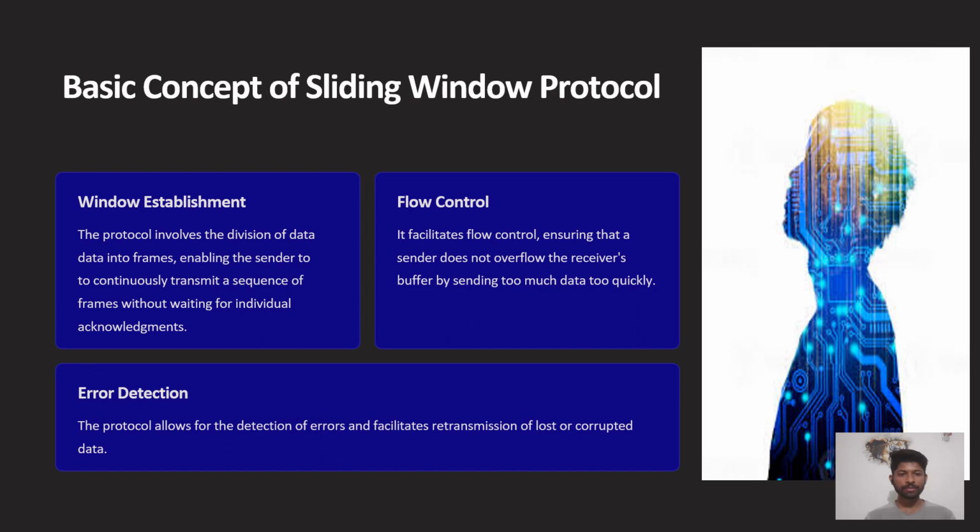So now let's see the basic concepts in sliding window protocol. Window establishment: the protocol involves the division of data into frames, enabling the sender to continuously transmit a sequence of frames without waiting for individual acknowledgements. Flow control: it facilitates flow control, ensuring that a sender does not overflow the receiver's buffer by sending too much data too quickly. Error detection: the protocol allows for the detection of errors and facilitates retransmission of lost or corrupted data.